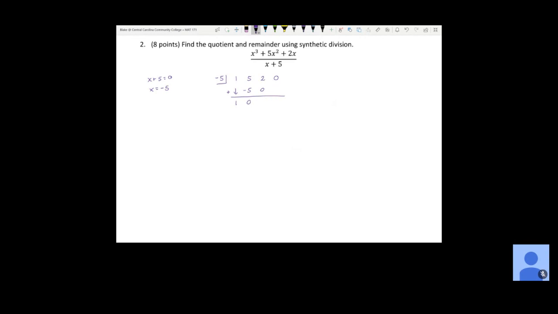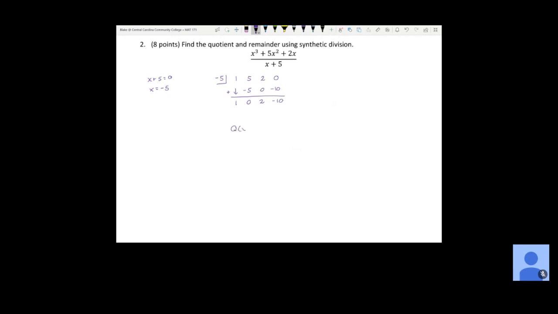2 plus 0 would be what? It's going to give us 2. And then 2 times -5, -10. And if we add there, what do we get? -10. All right, so now we just want to list the quotient and the remainder here, right?